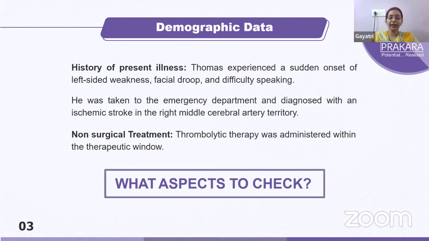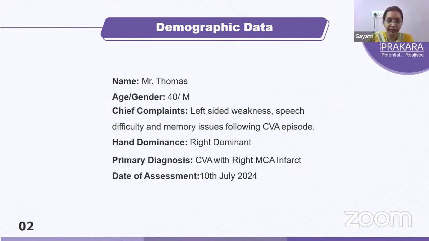Now, what aspects to check in him? I have just given you the history of presenting illness. He came to the emergency, this is the non-surgical treatment, and then he has come to you for therapy. All he says is, I have weakness on my left side. Again, left-sided weakness, speech difficulty, memory issues. He keeps forgetting. Okay, simple.